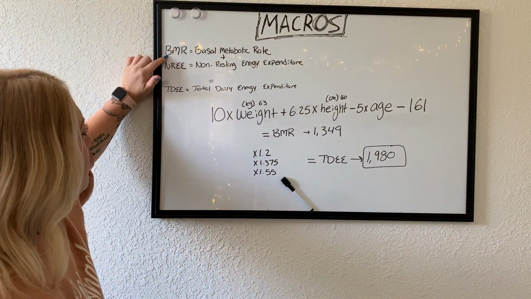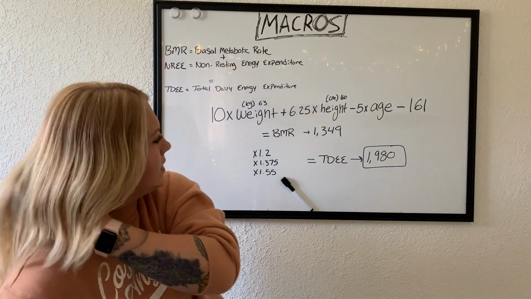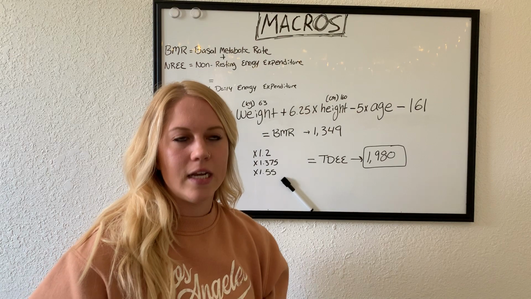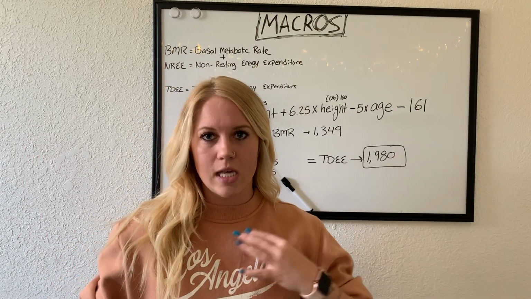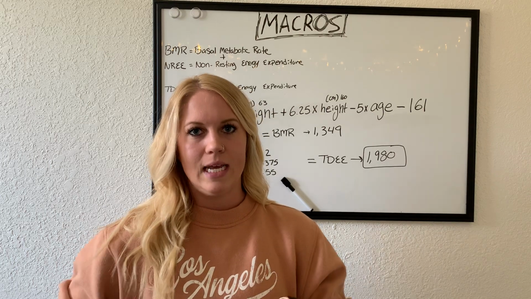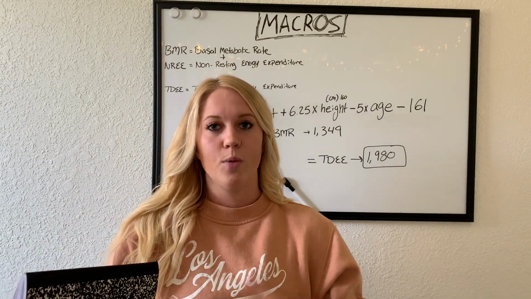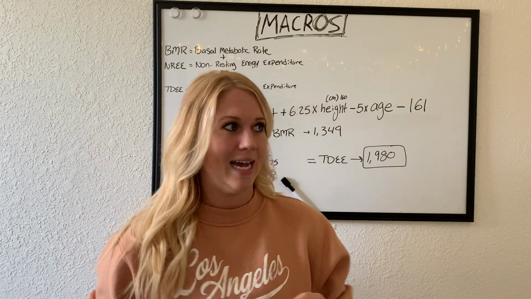So we have the BMR, which is your basal metabolic rate. So this is the calories you need to just live. So say you're just literally a couch potato, you're not moving, you're not burning any calories. We need to figure out what your body needs calorie-wise just for that.